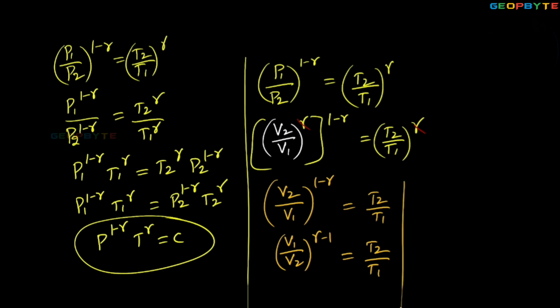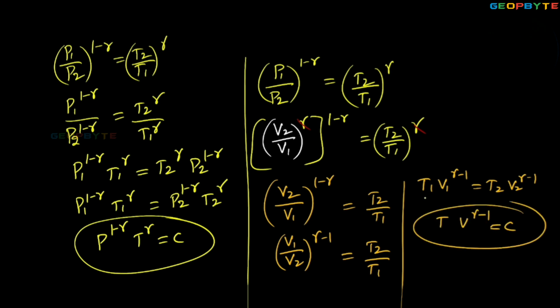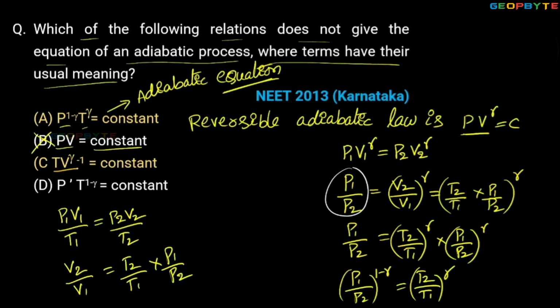That can be written as T1 into V1 power gamma minus 1 equal to T2 into V2 power gamma minus 1. Therefore, T into V power gamma minus 1 is also constant. This is also an adiabatic expression in terms of temperature and volume. T V power gamma minus 1 equal to constant. This is also an adiabatic equation.